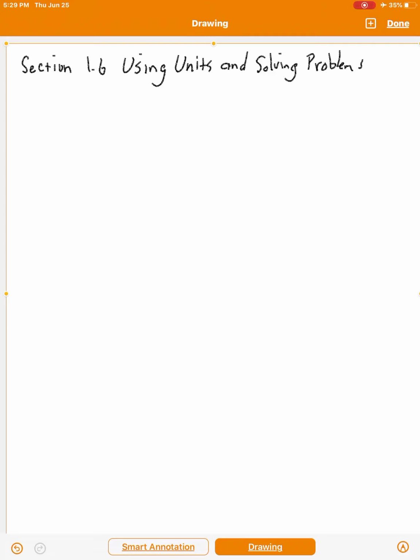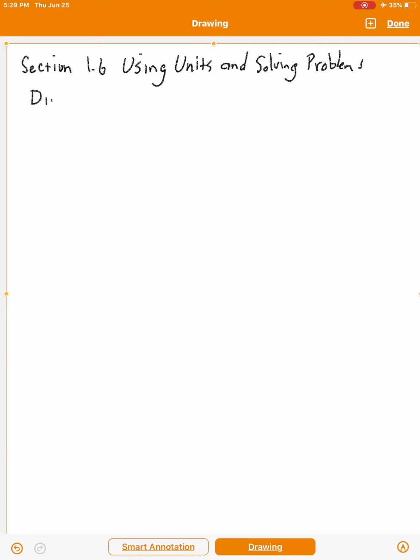Section 1.6, using units and solving problems. So in this course, we will do lots of problems, lots of calculations, lots of problem solving. So having a method for solving problems can be very helpful. So we're going to talk about a tool here which is often referred to as dimensional analysis.